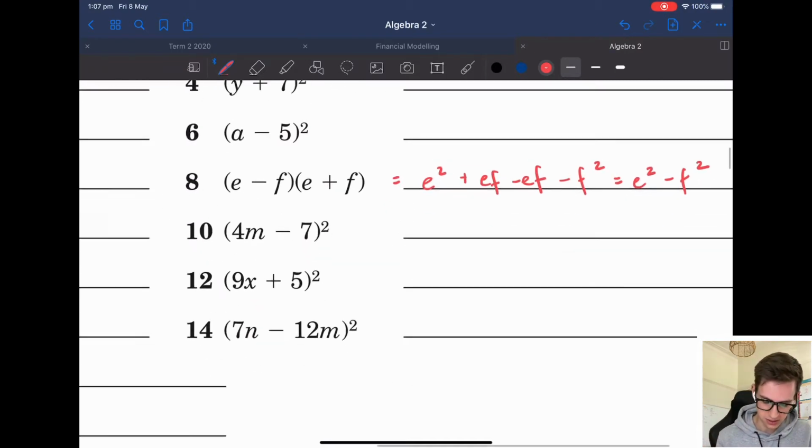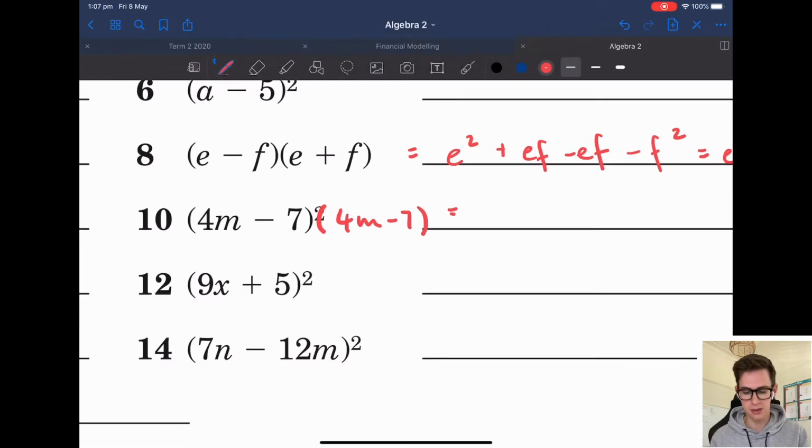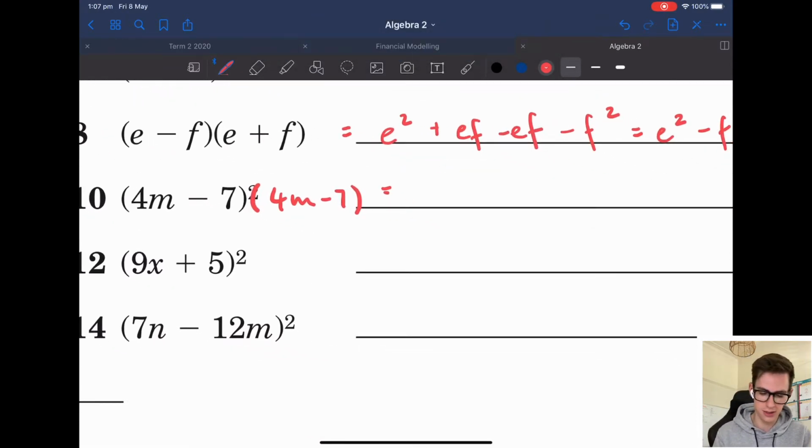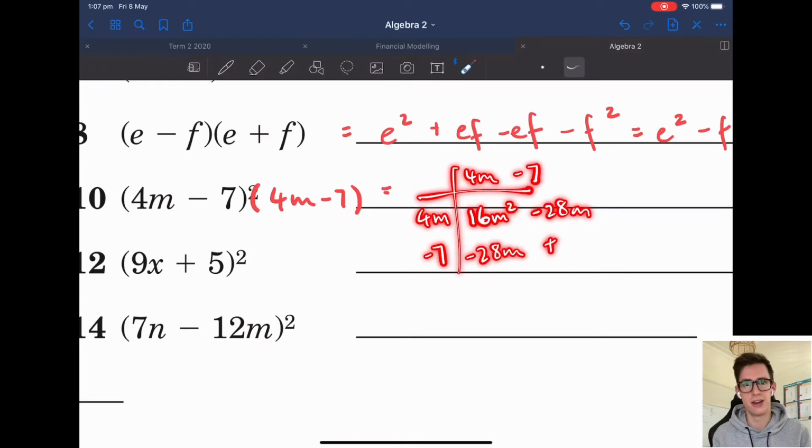The only trick with these squared ones is that squared means it's multiplied by itself, okay? And then if you were to use that same method, again, I prefer the grid. I think the grid's a little bit nicer. So you go 4m, negative 7, 4m, negative 7, particularly when you're just starting out with this. 4m times 4m is 16m squared, minus 28m, minus 28m, plus 49. You don't need to write plus there, but I'm just making sure I realize for myself that it's not negative anymore. Now when I do my final answer, I'm going to get 16m squared.